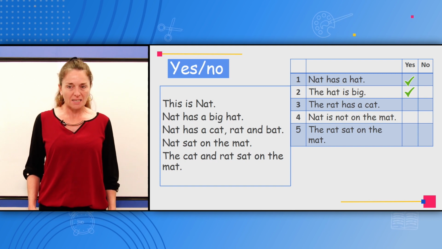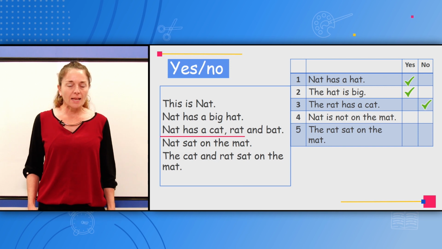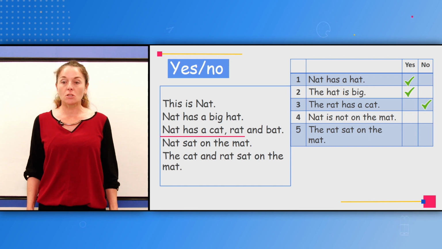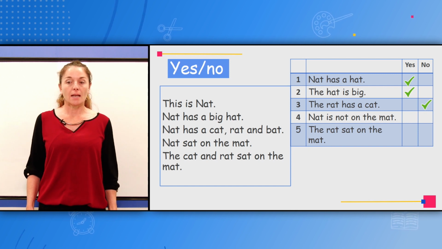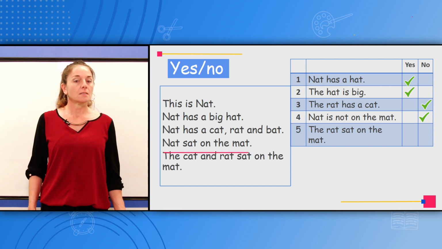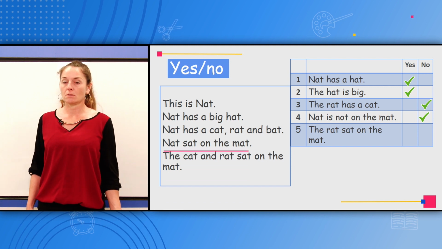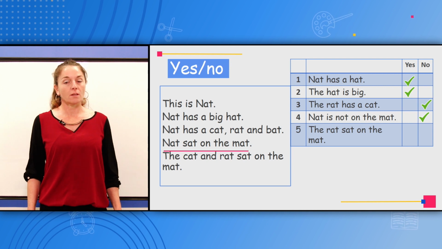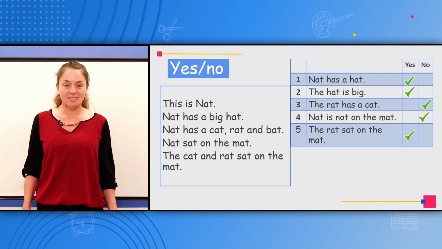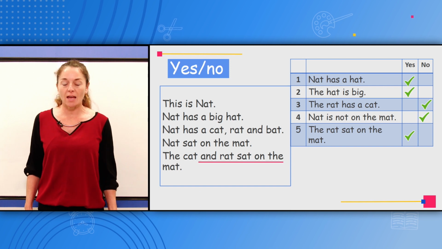The cat has a rat. The rat has a cat? No, Nat has a cat. Nat is not on the mat. Nat is not on a mat? No, Nat sat on the mat. The rat sat on the mat. The rat sat on a mat? Yes, the cat and the rat sat on the mat.